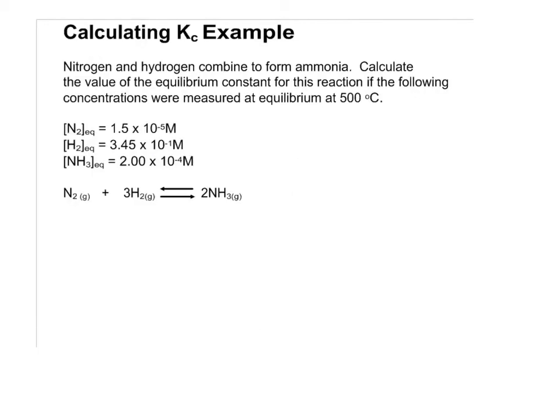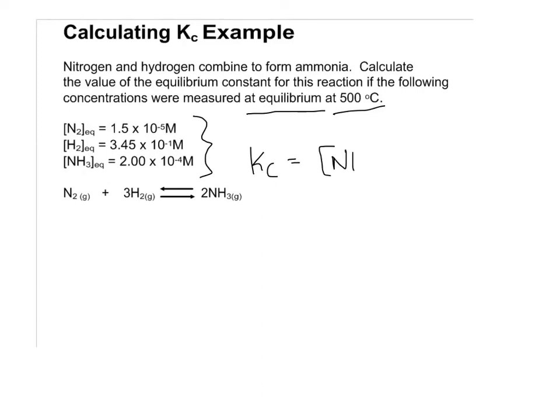So just one example to calculate Kc. We've got nitrogen and hydrogen combined to form ammonia. Calculate the value of the equilibrium constant for the reaction if the following concentrations were measured at equilibrium at 500 degrees Celsius. We have equilibrium concentrations. So we need an equilibrium constant expression.